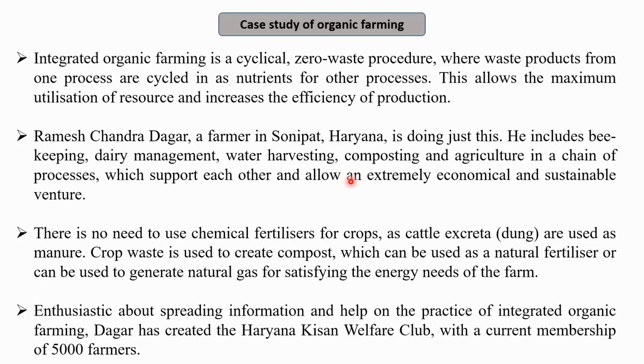So Ramesh Chandra Dagar, a farmer in Sonipat, Haryana, is doing just this. He includes beekeeping, dairy management, water harvesting, composting, and agriculture in a chain of processes which support each other and allow an extremely economical and sustainable venture. So there is no need to use chemical fertilizers for crops, as cattle dung can be used as manure. Crop waste is used to create compost, which can be used as a natural fertilizer or to generate natural gas for satisfying the energy needs of the farm.